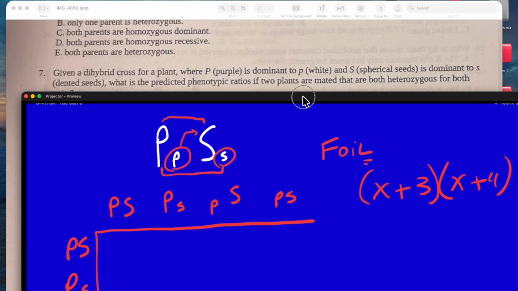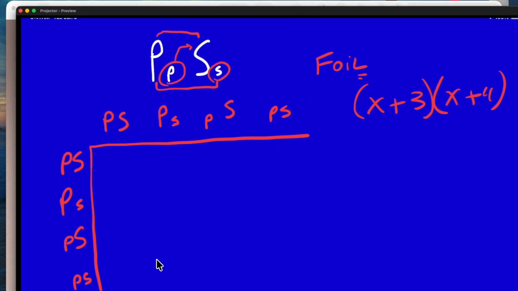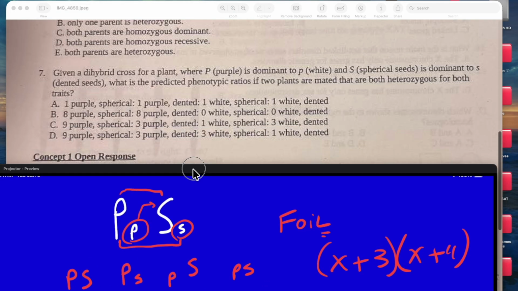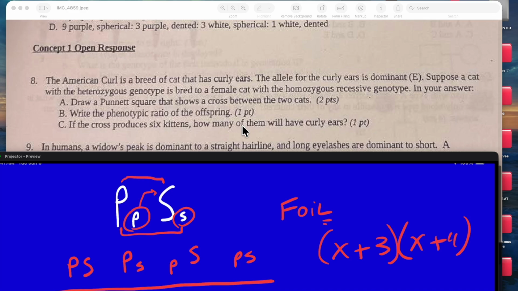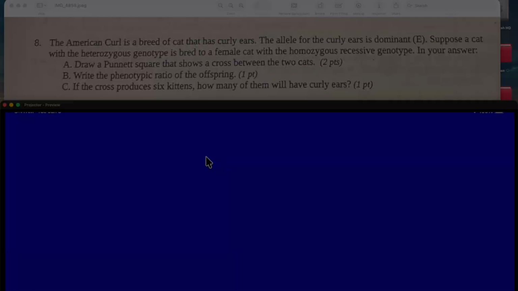And when I make these recessive letters, I try to make them much smaller than the dominant letters and vice versa. It's so easy to get confused. And then you just form the combinations. I'm not going to do that in this video, but when you do, you end up with the 9-3-3-1 phenotype. And it might be helpful to go ahead and memorize that.